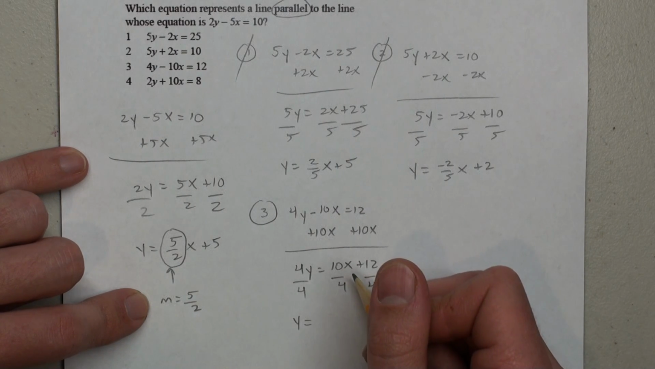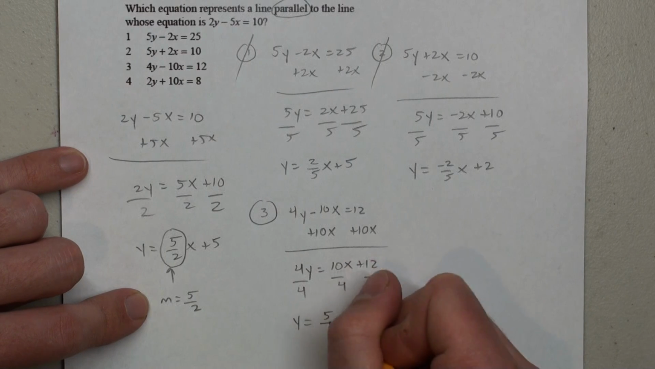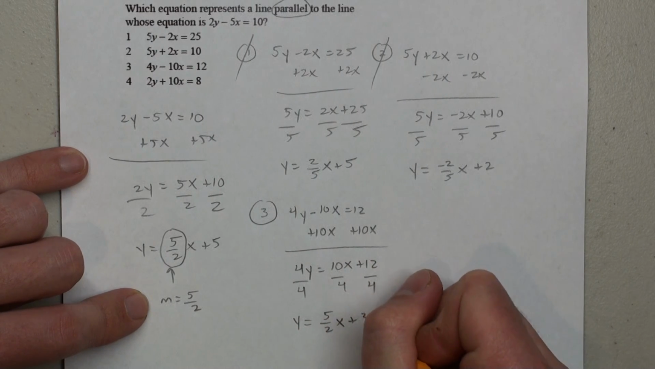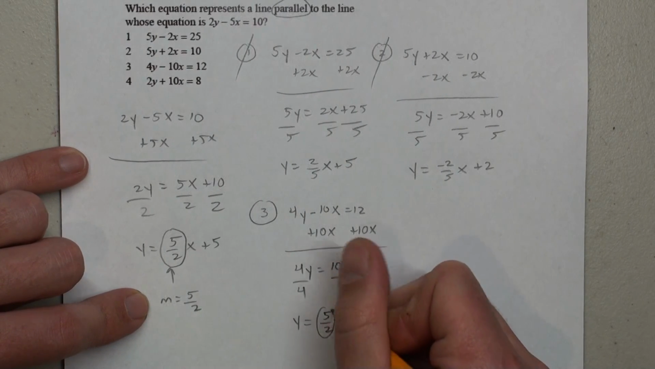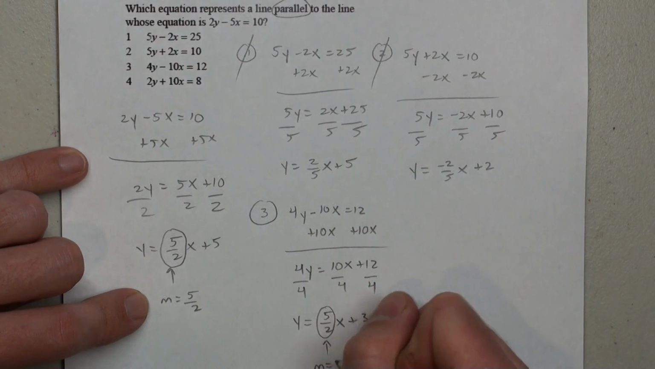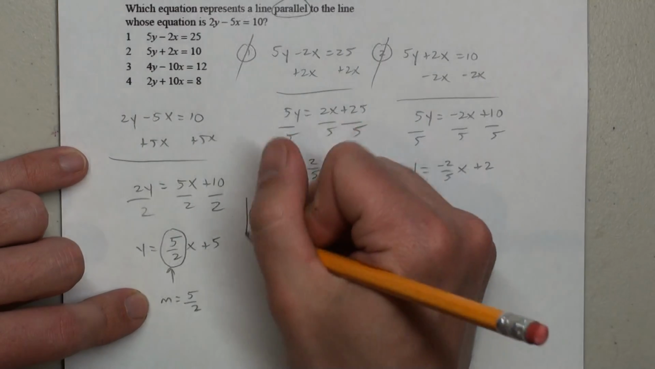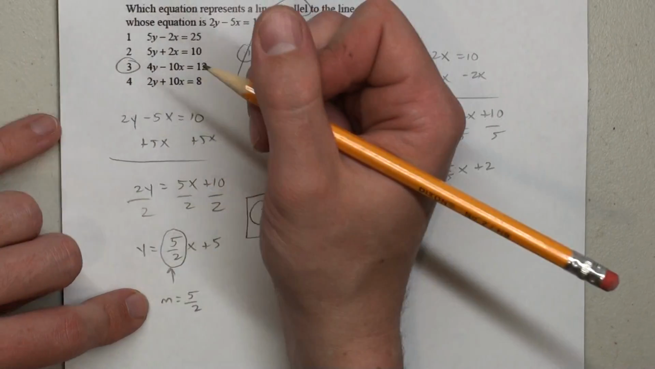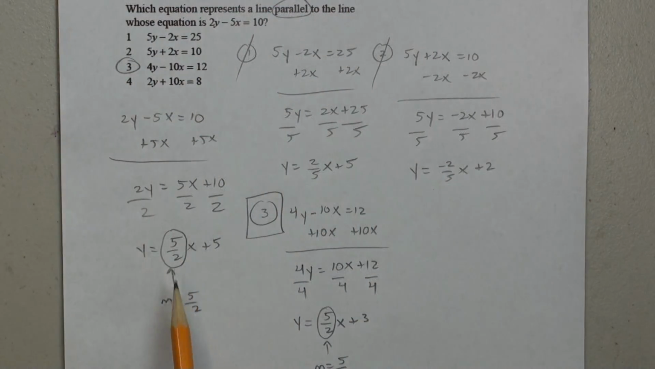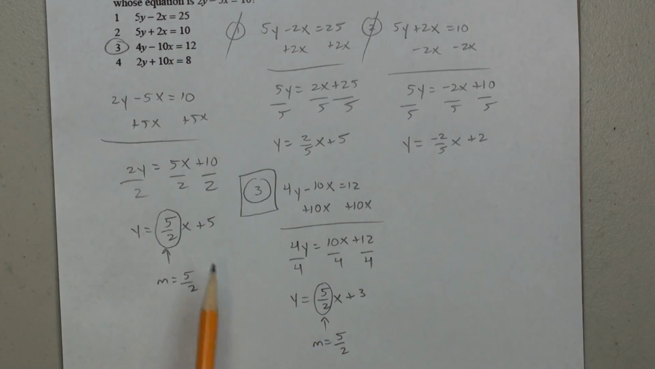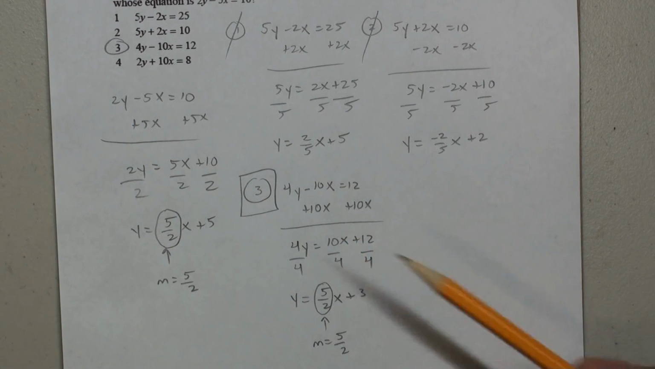10/4 is 5/2, right? There's your answer. Okay, parallel, the slopes have to be equal. 5/2, 5/2. The slopes are equal. Okay? You have to know how to reduce. If you don't, you better stay after for extra help.